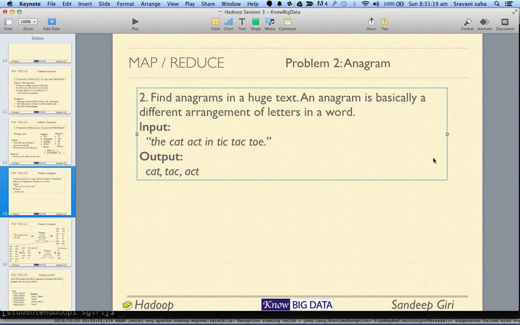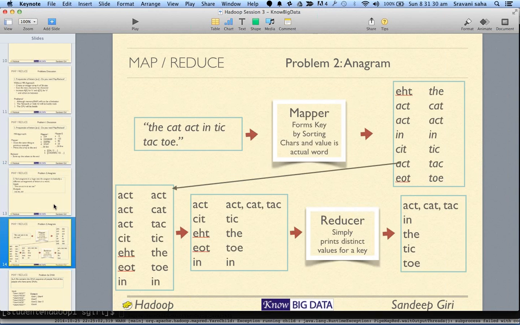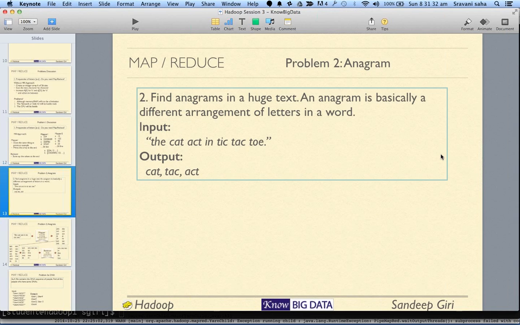A very simple one is to sort the letters of a word. If you sort the letters of the word cat, it will be ACT, right? And the same if you sort the letters of tech, it will be ACT, right?